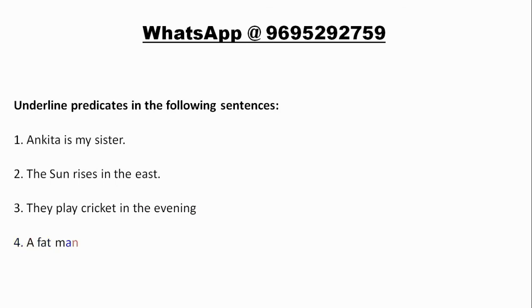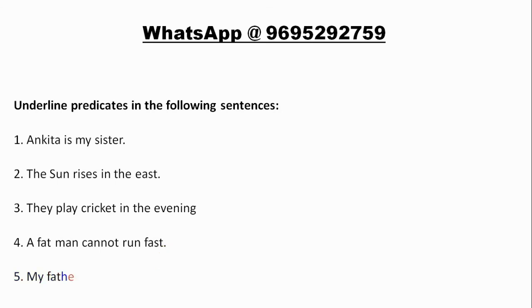Let's see the fourth example. "A fat man cannot run fast." So don't eat too much. Don't get fat. Otherwise, you cannot run fast. Okay, all right. "A fat man cannot run fast." Who cannot run fast? A fat man. So what is the subject here? A fat man is the subject, and "cannot run fast" is the group of words which is describing the subject, a fat man. So "cannot run fast" is the predicate. You have to underline "cannot run fast."